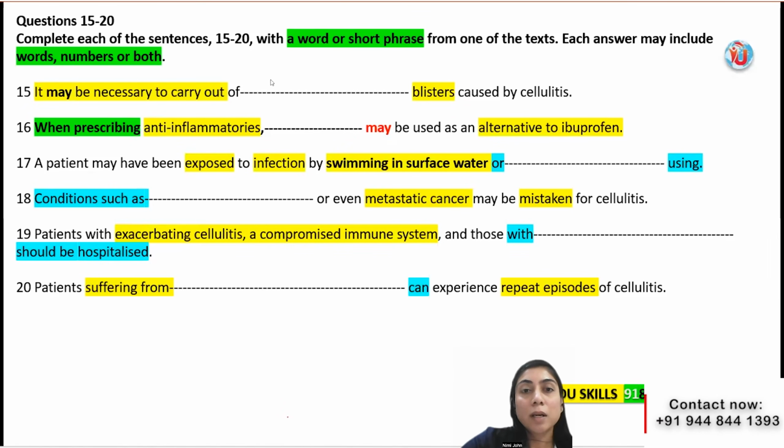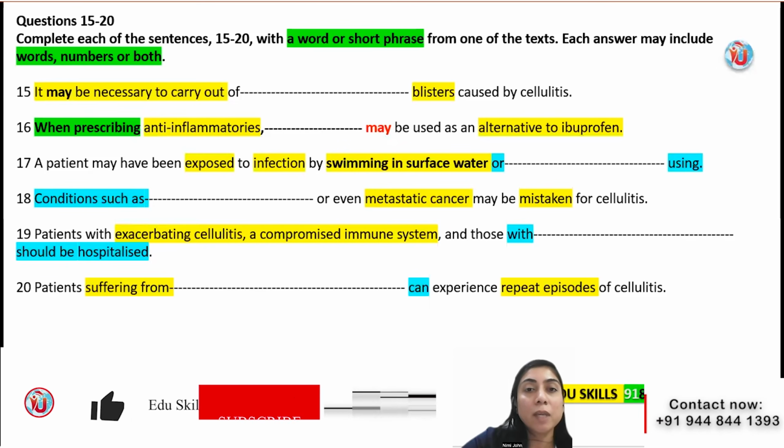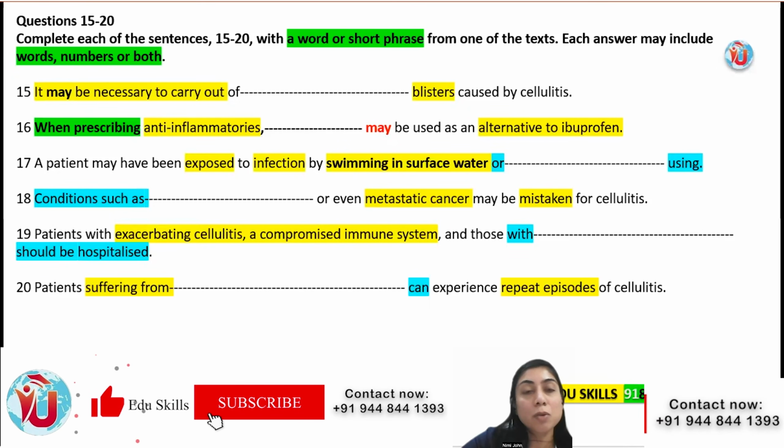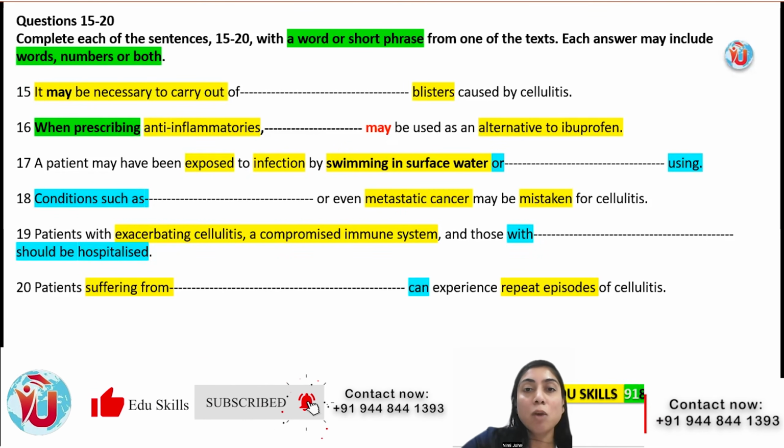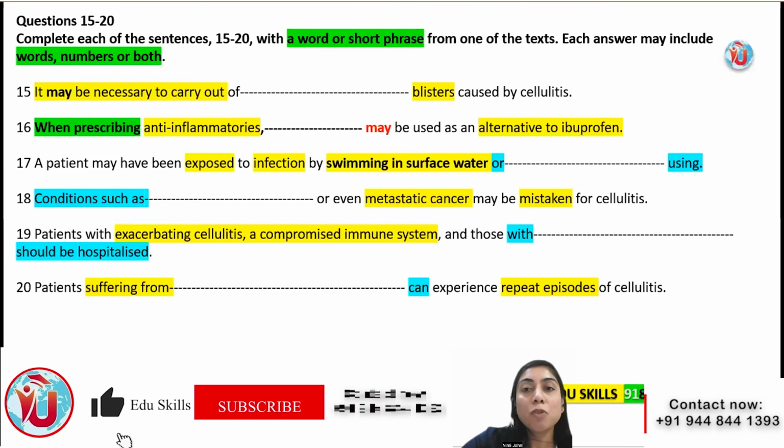DVT. Then the next one is deep vein thrombosis or DVT. The abbreviation is also given in the text, so you can write either DVT or deep vein thrombosis. The 19th one: a patient with exacerbating cellulitis, a compromised immune system, and those with dash should be hospitalized.